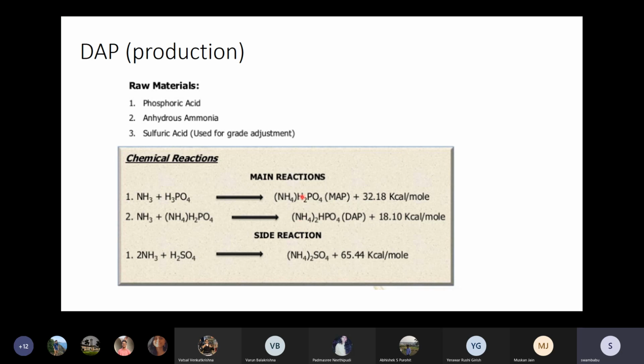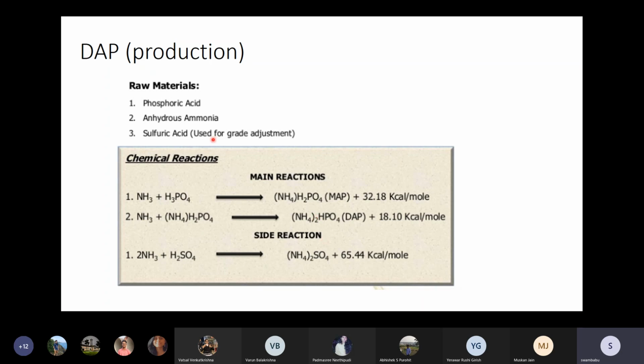So based on the soil requirements, nitrogen or phosphorus content requirements, one can choose whether MAP or DAP. If the nitrogen content in MAP and DAP is not sufficient, and you want to add more nitrogen, you can add excess ammonia and react it with sulfuric acid, and you can produce this, and that can be combined with DAP so that you can introduce more and more nitrogen. So that is called grade adjustment.